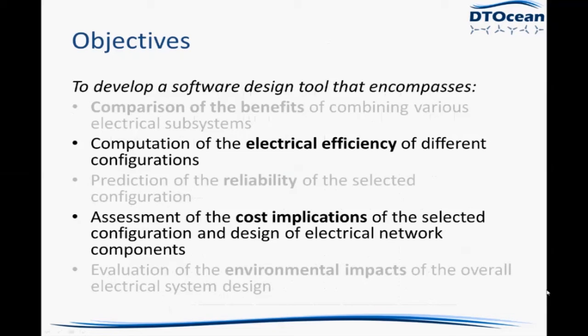Earlier, basically listing all the objectives of the particular work package they're involved in within the whole project. And we're looking at benefits of various electrical subsystems, the electrical efficiency of various configurations and various combinations of electrical equipment. We need to look at reliability, environmental impacts, cost implications. Now the work we've done so far mainly focuses on the electrical efficiency, which is measured by essentially the power losses within the electrical configuration, and the cost implications. Different combinations of elements or different configurations of network would cost differently. So we mainly focus on those two elements at the moment.